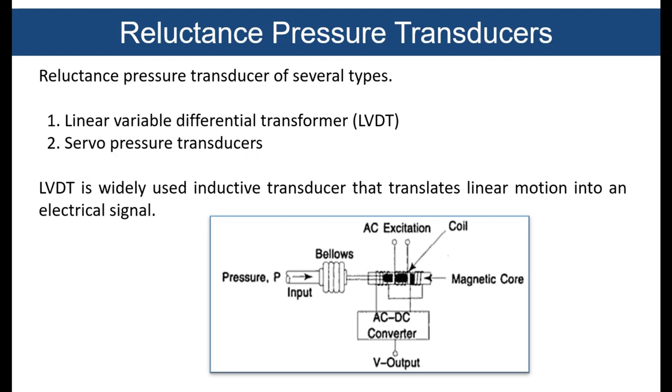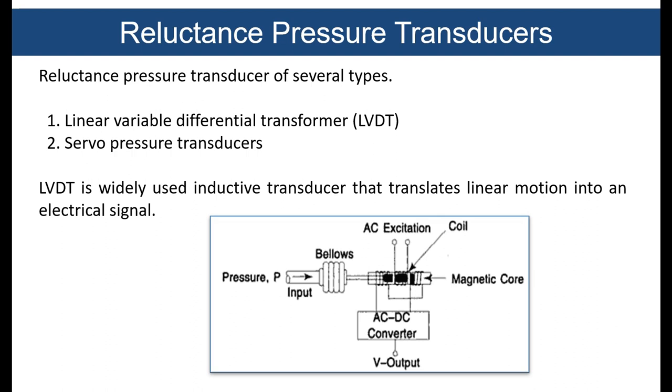Whenever we apply the pressure as an input to the bellows, the magnetic core, which has fixed magnets, moves within the coil. And as the coil already has the AC excitation, the magnetic core already has magnetic components and is already generating an amount of voltage.